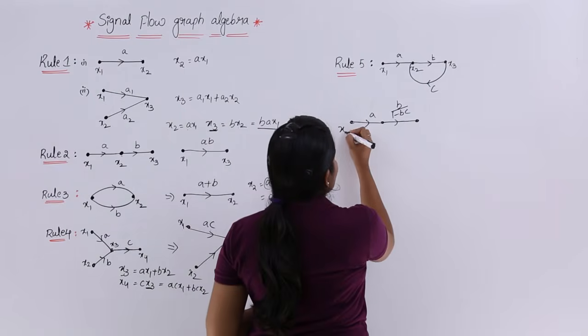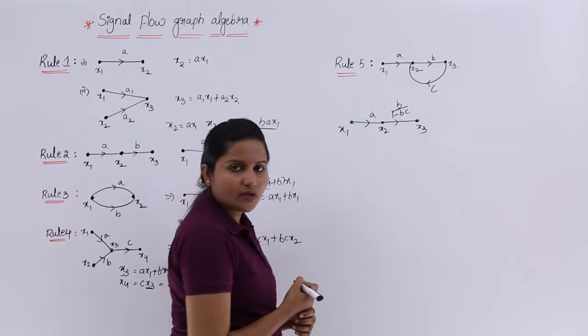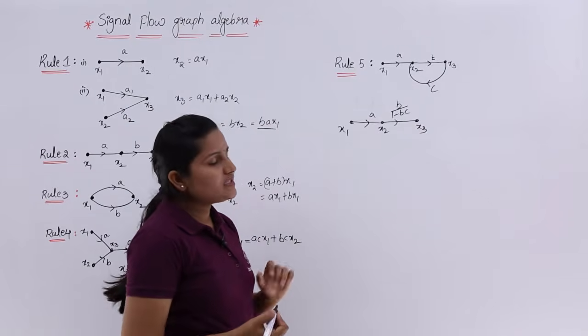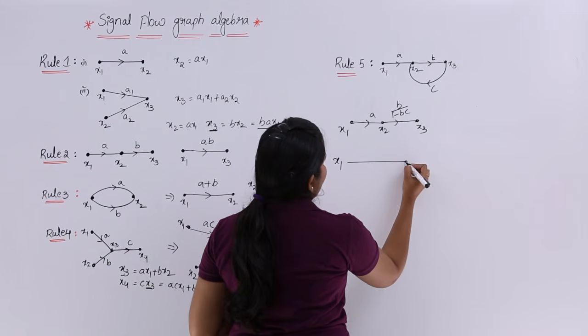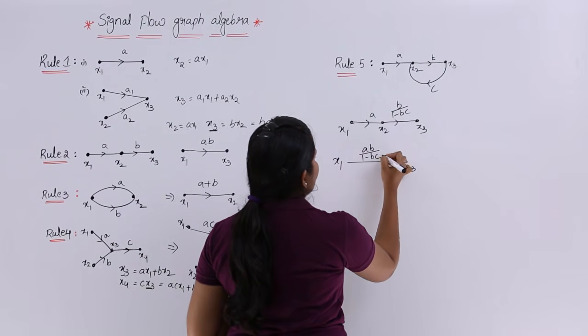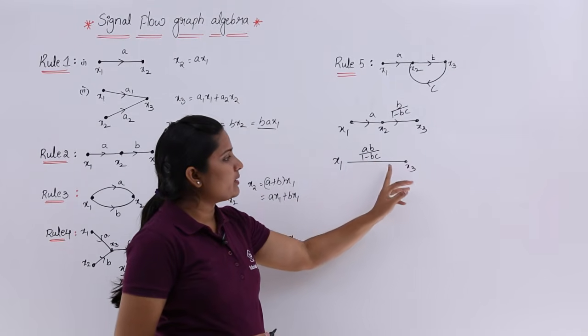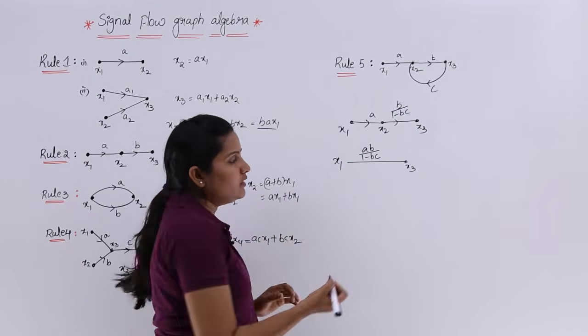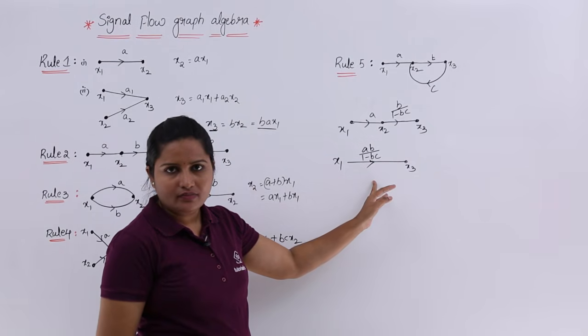So this is x1, x2 and x3. If you are having like this, then definitely you can write x1 to x3, these two multiplied, AB into 1 minus BC. Like this we can write, AB by 1 minus BC will be your gain.